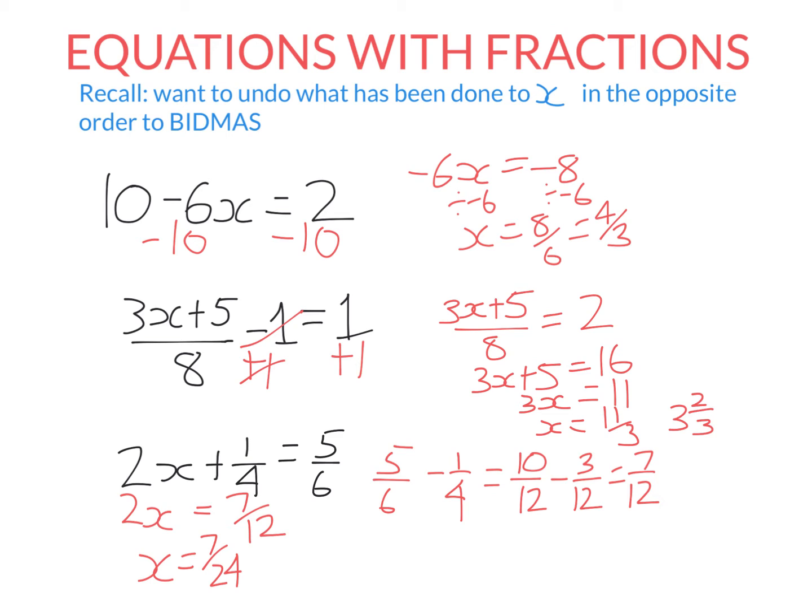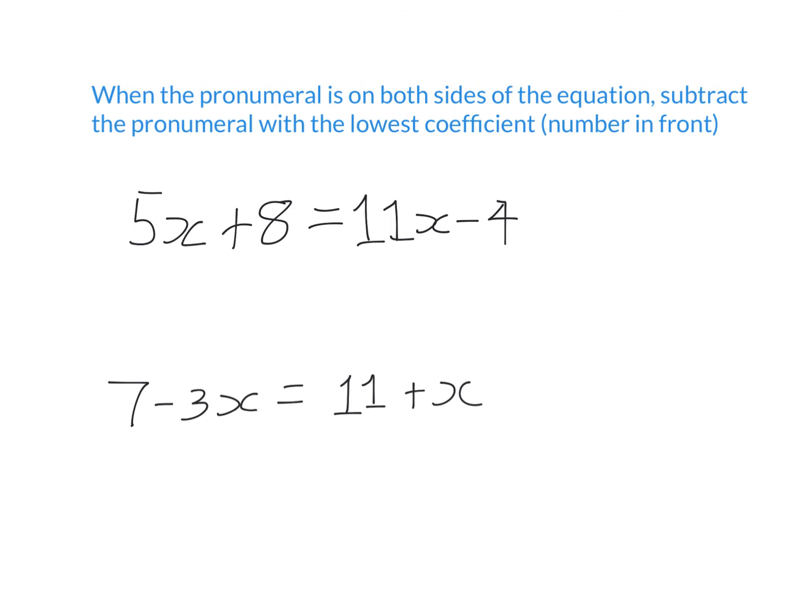All right, let's now look at what we do when we're solving equations and the pronumerals are on both sides. So when the pronumeral is on both sides of the equation, you subtract the one with the lowest number in front of it. So let's look at this equation here. What I mean by pronumeral on both sides is the x is on both sides of the equation. We really only know how to solve equations when x is in one spot. So our goal here is to get x to one spot.